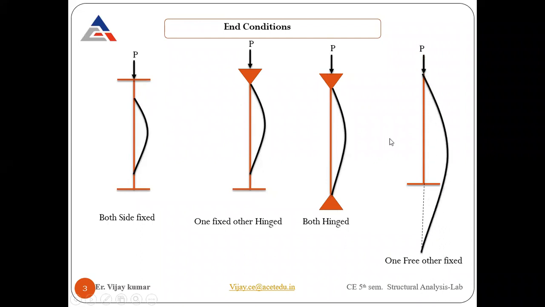In this particular case, that's how it can deflect, because no deflection takes place at the fixed end, but due to the free end, the effective length that we are going to calculate is generally twice the original length. So these are the end conditions and their deflected shapes. I hope it's clear to all.